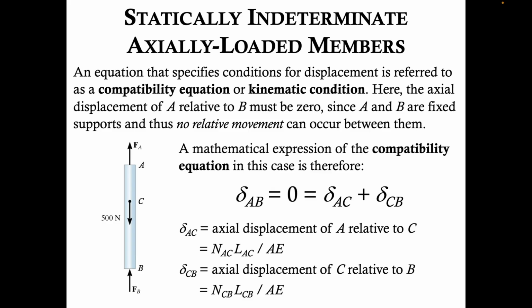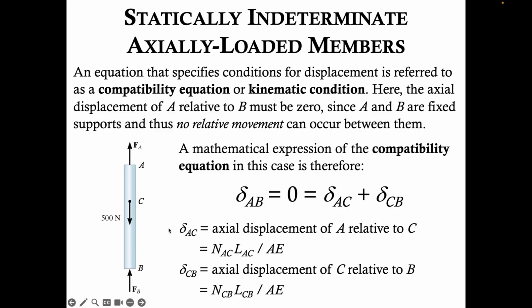An equation that specifies conditions for displacement is referred to as a compatibility equation or kinematic condition. Here, the axial displacement of A relative to B must be 0, since A and B are fixed supports and thus no relative movement can occur between them. Delta sub AB, the relative axial displacement from A to B, must equal 0, because points A and B cannot move. And we know from earlier in chapter 4 that the total axial displacement of this segmented member is the summation of two axial displacements, delta sub AC plus delta sub CB.